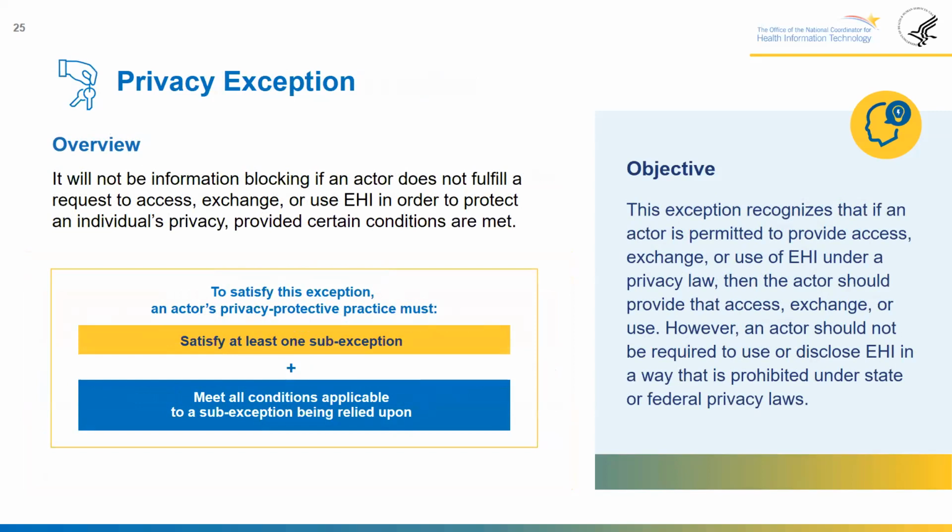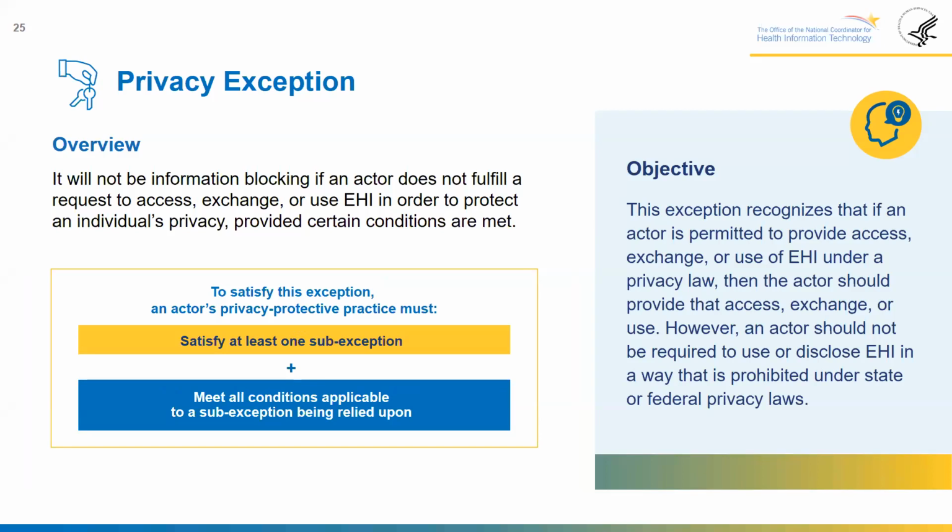All right, the second exception we're going to talk about is the privacy exception. So why is this exception necessary? There are many situations when protecting the privacy of EHI should override the need to share the EHI. This exception recognizes that if an actor is permitted to provide access, exchange, or use of EHI under an existing privacy law, then the actor should provide that kind of access, exchange, or use.